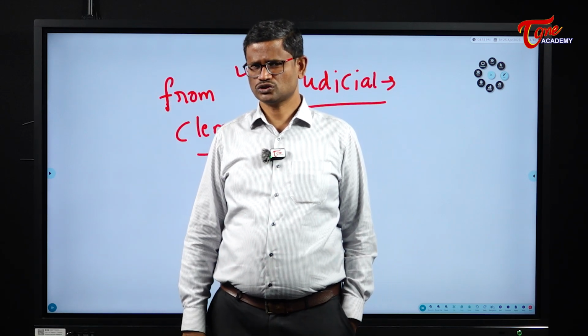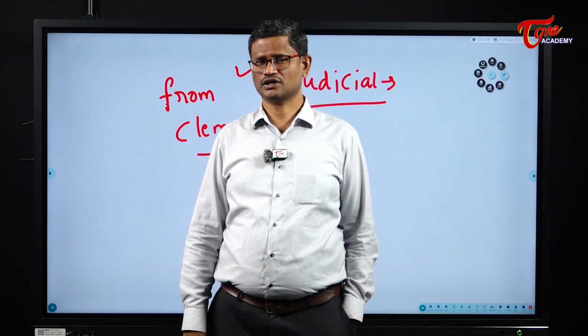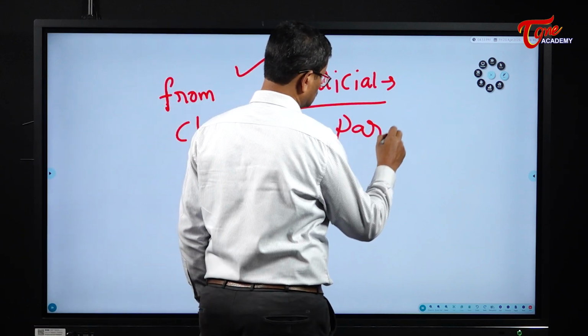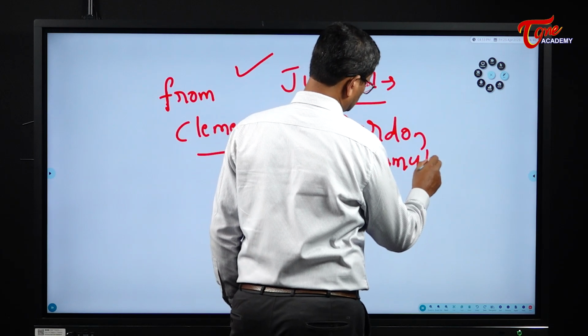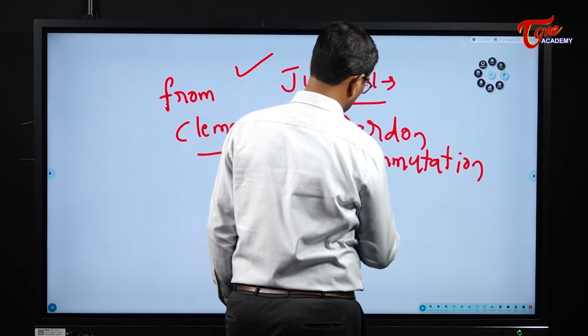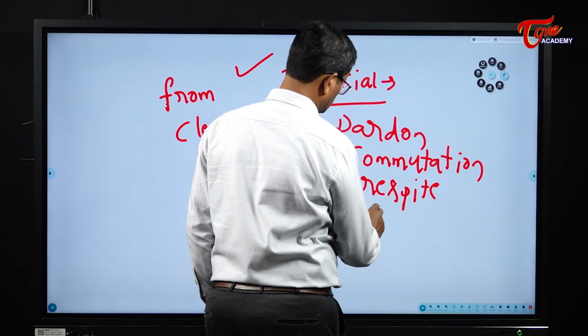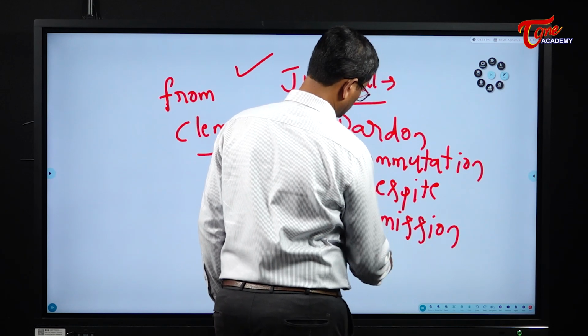Under the Constitution of India, there are several kinds of judicial powers for the President of India, like pardoning power: pardon, commutation, respite, remission, reprieve.